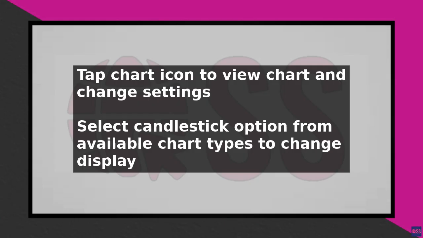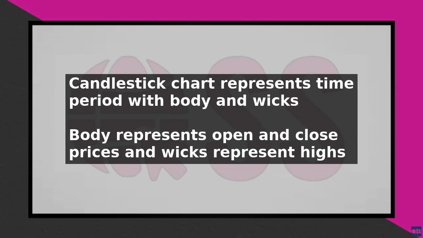In a candlestick chart, each candle represents a specific time period, such as 1 day or 1 hour. The body of the candle represents the open and close prices, while the wicks represent the high and low prices. A green candle indicates a price increase, while a red candle indicates a price decrease.